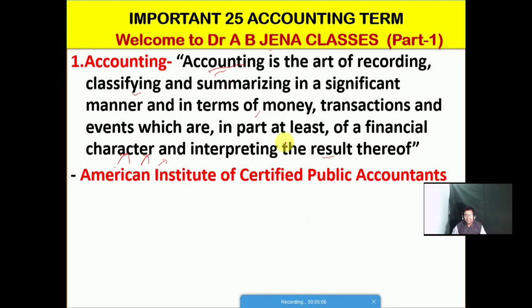Interpreting the result is the financial statement analysis. The trading account is prepared to know the gross profit or gross loss for the particular year, the profit and loss account is prepared to know the net profit or net loss, and the balance sheet is prepared as on a particular date to know the strengths and weaknesses, that is the assets and liabilities of the business. According to the net profit and the assets and liability position, the business can take decisions for the future. So the first term is accounting.